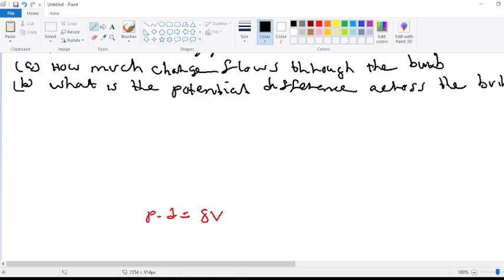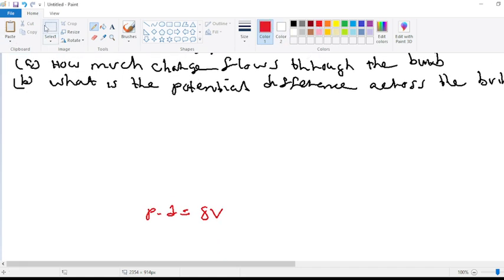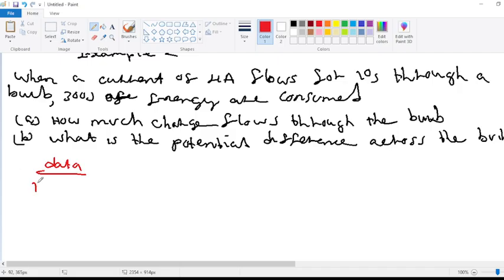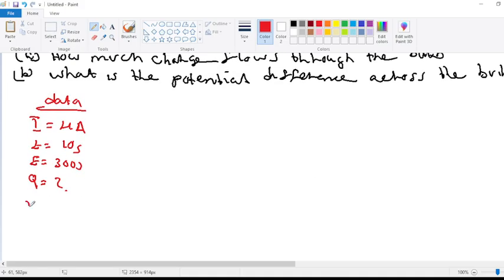So the usual thing, we go with our data. We have to collect data first. Then once collecting data, we go to the solution. Then everything is being sorted out. Okay, so now we collect what we've been given. The question: when a current of 4 amps flows for 10 seconds, time we've been given that it is 10 seconds, through a bulb, 300 joules of energy are consumed. How much charge flows through the bulb? They want the charge, we don't have, and the PD, okay, we don't know.